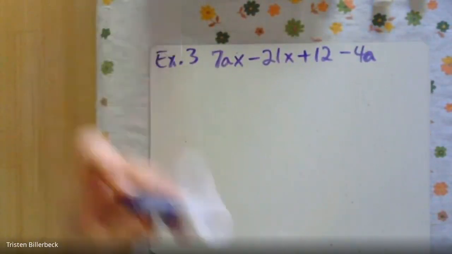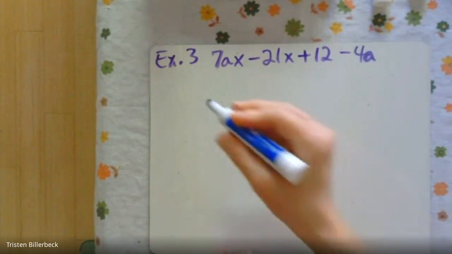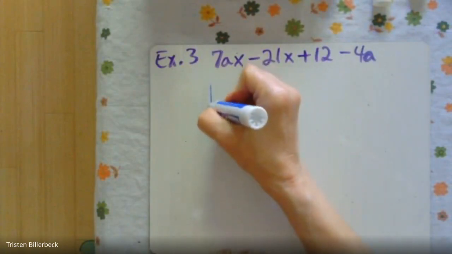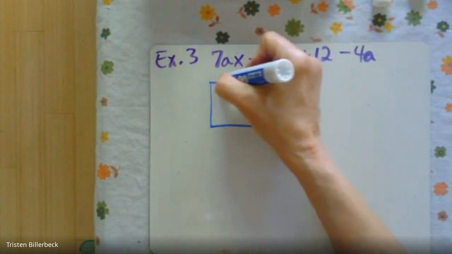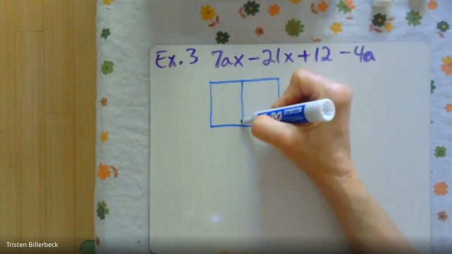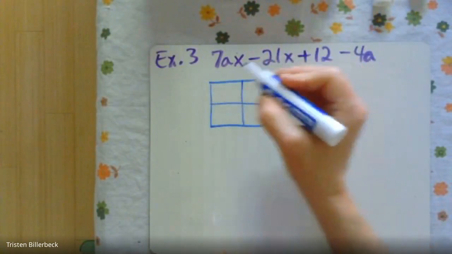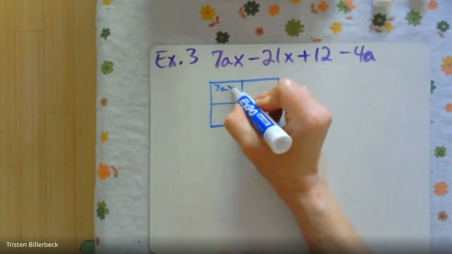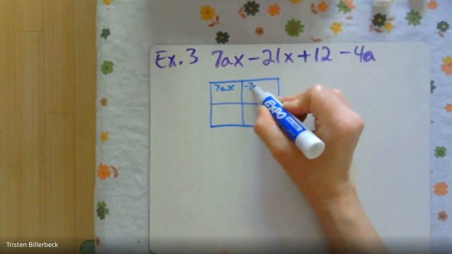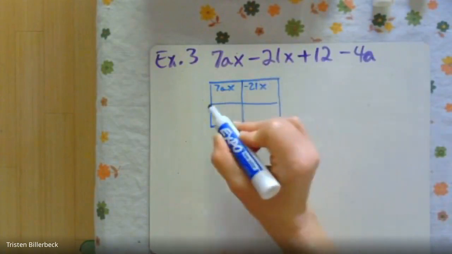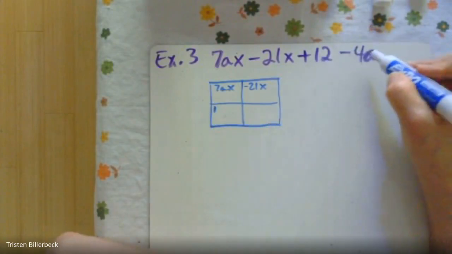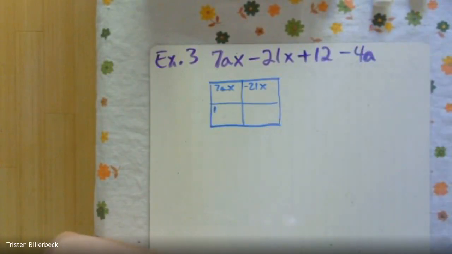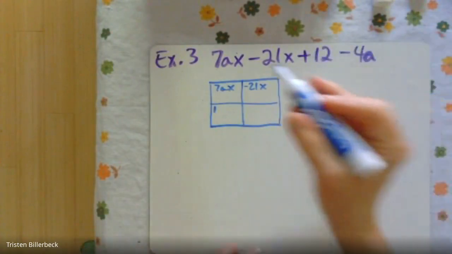Okay, so let's try the box method. This time we'll make a little box and try to fit them both on the same page. So we have 7ax and negative 21x and a 12. Oh, we first need to see, is there any like term that we can combine before we do this? Nope, they're all different, every single one.